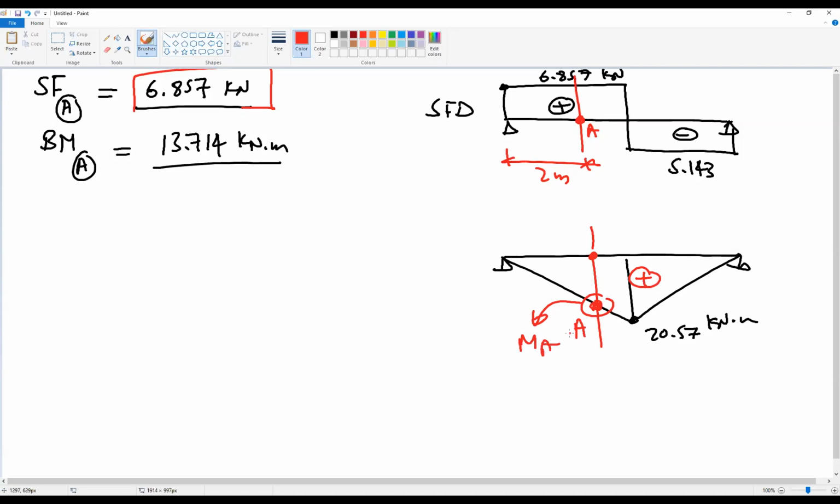Okay, how can we find this? This is 2 meter and this is 3 meter. So M at A will be 20.57 multiplied by 2 divided by 3, because this is a percentage triangle here. So we know this element.